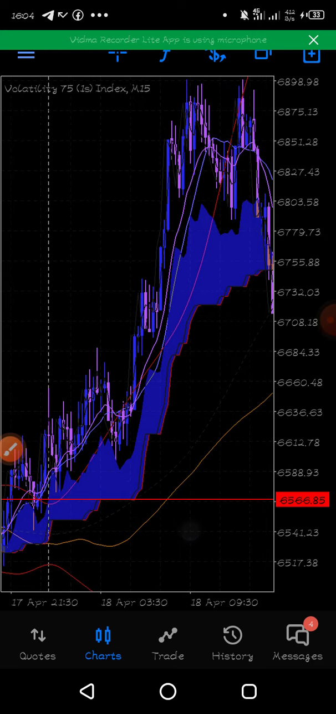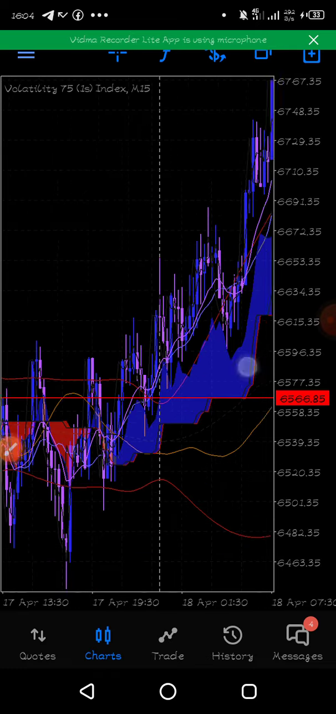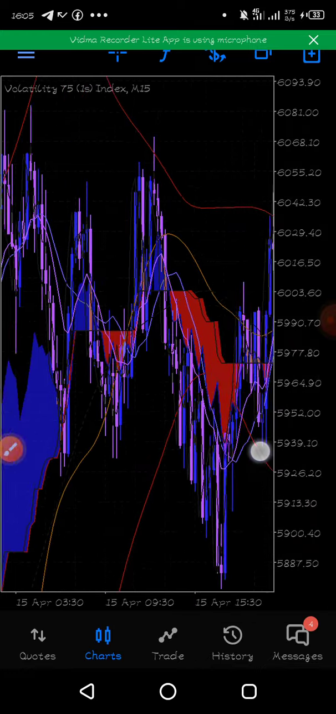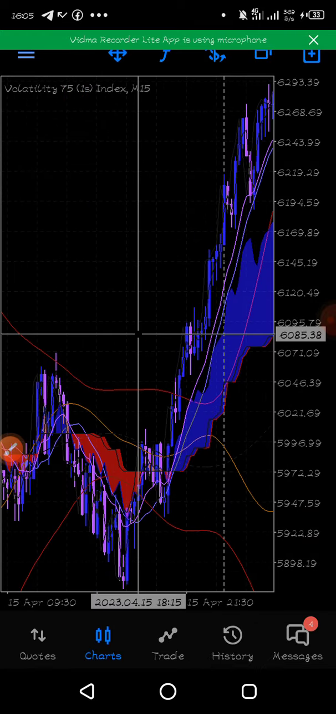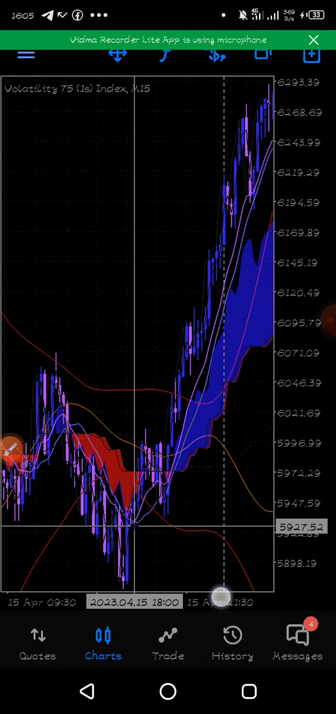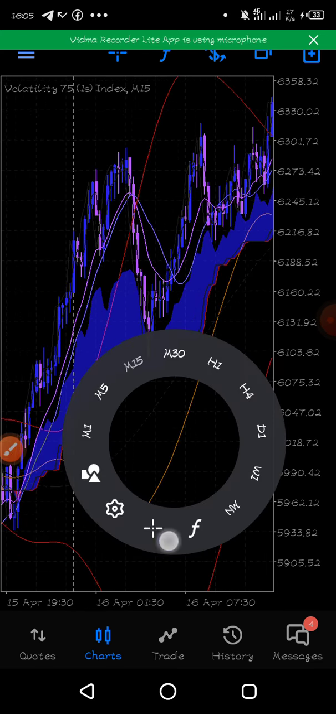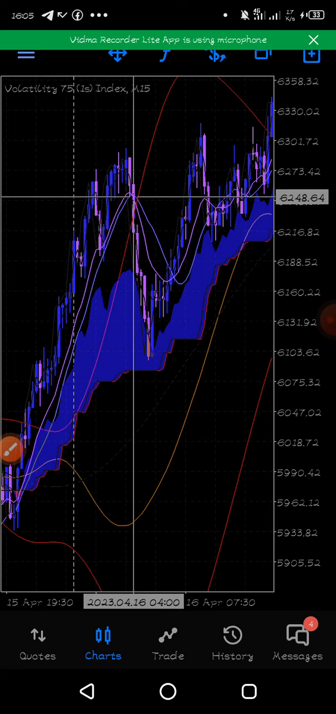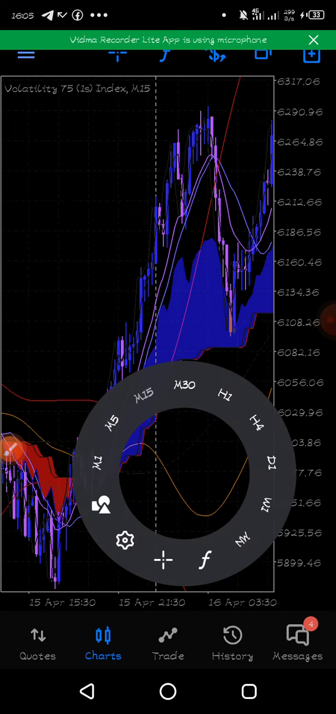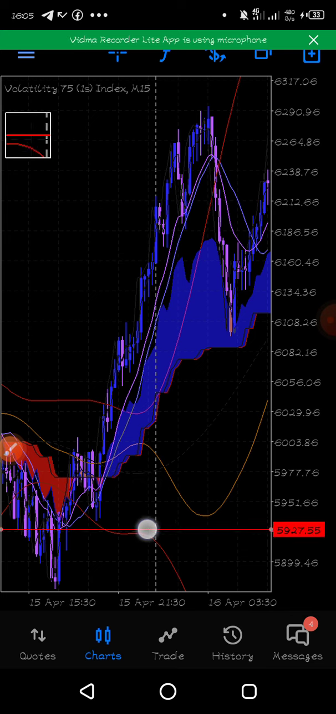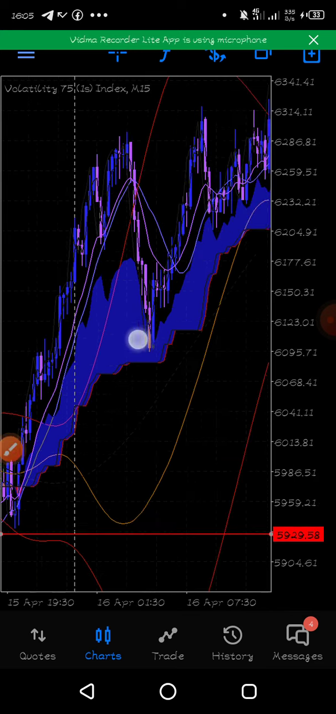Now, the next thing is that all these crossings you are looking at are very, very useful. I can depict my zones here. I can depict my zones for price action, guys. I can put my zones here.